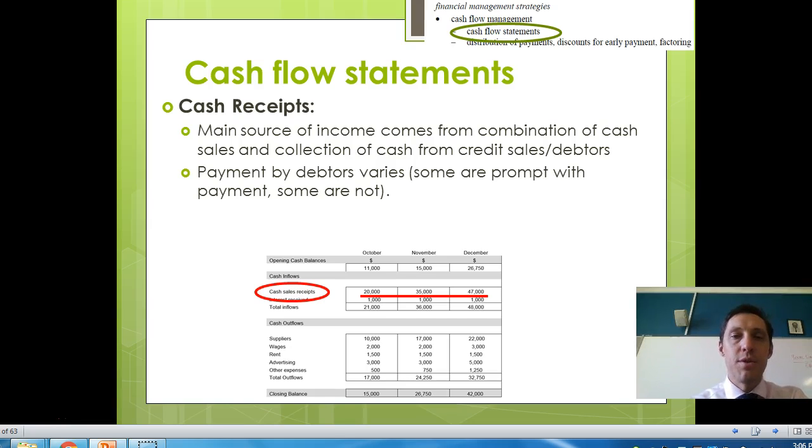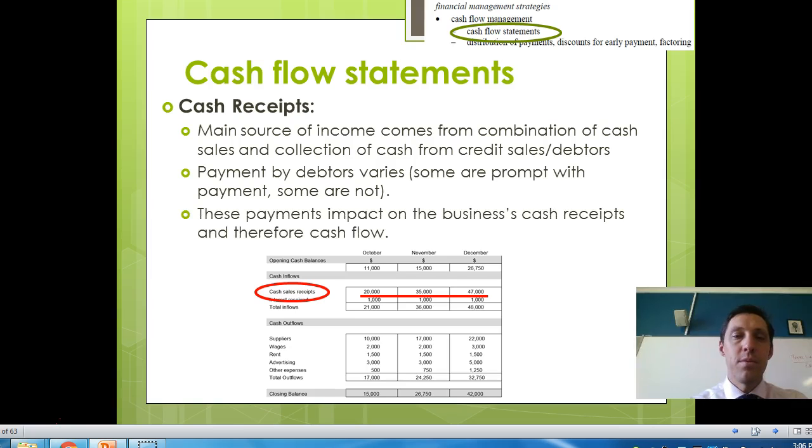And the issue with cash receipts is that some of your debtors may well be very prompt and they'll pay quickly. Others, however, might drag the chain and not pay the cash receipts for a long period of time. And that's when a business might need to consider some sort of strategy to try to speed up the receipt of those payments. And the reason being that the slow cash receipts have a negative impact on the business's cash flow and ultimately the financial position of that business.